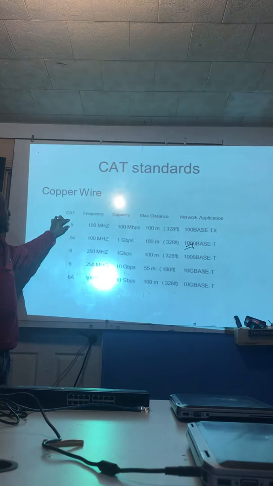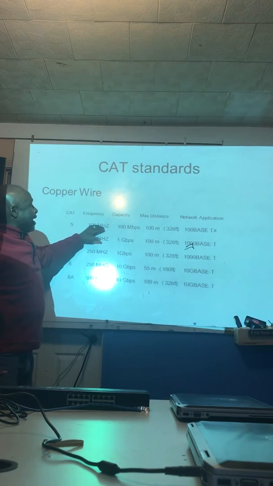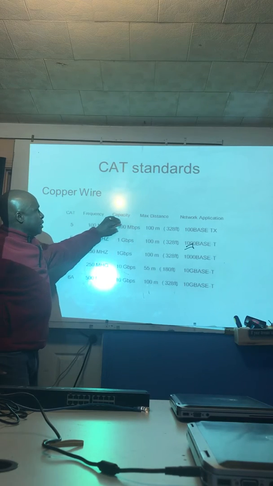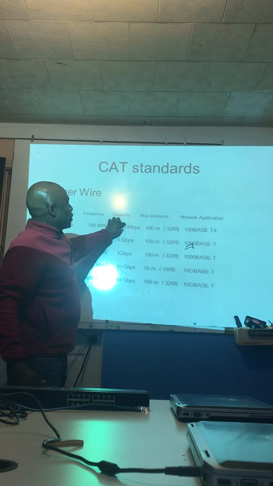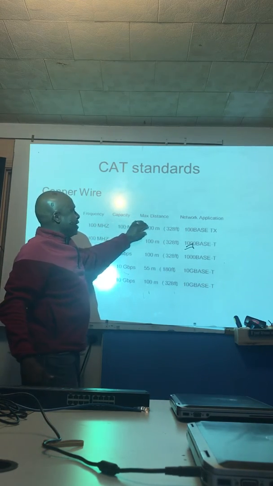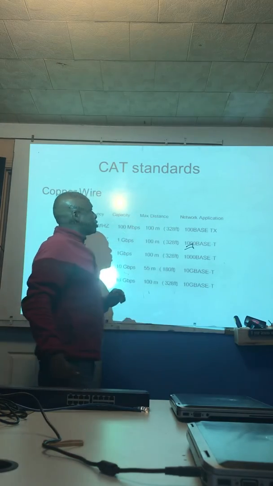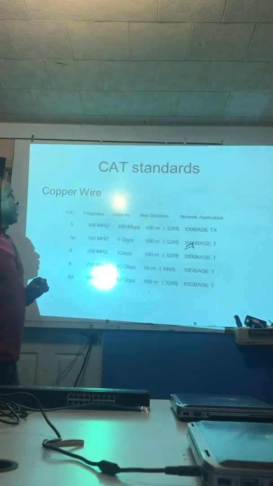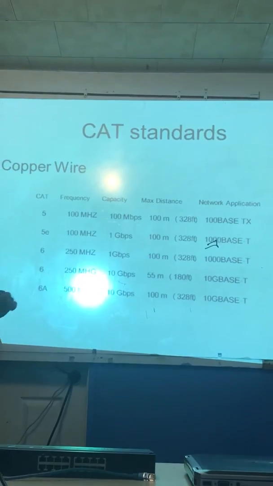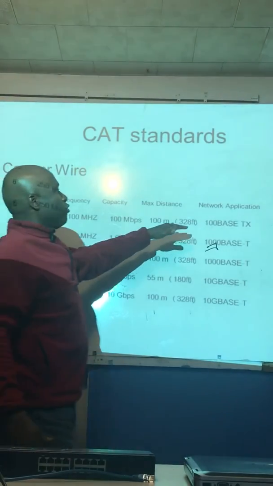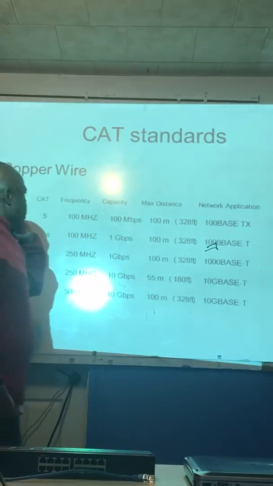So if you use Cat5, Cat5 is one of the older cables. You cannot even find that in the market anymore. They used to be 100 megahertz frequency. They support 100 megabits per second, and the distance was 100 meters or 328 feet. So the network application was for 100BaseT.